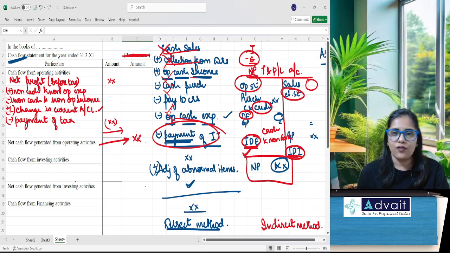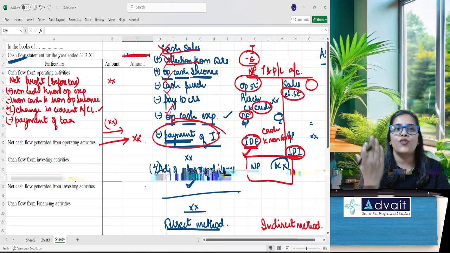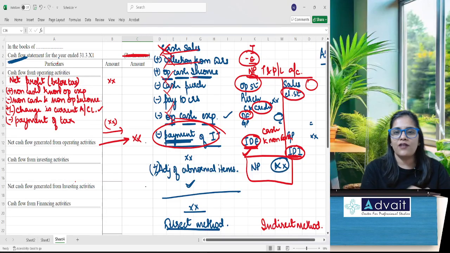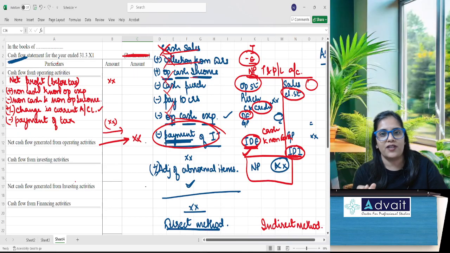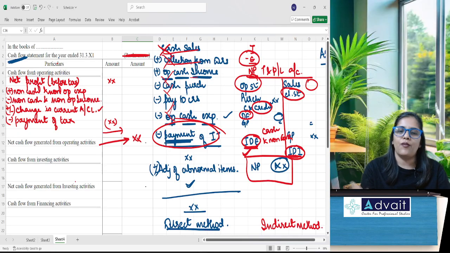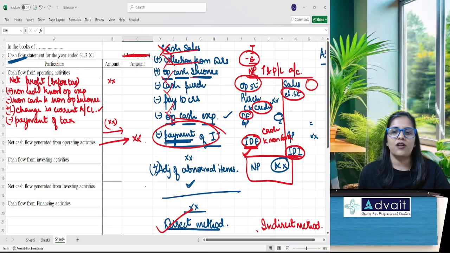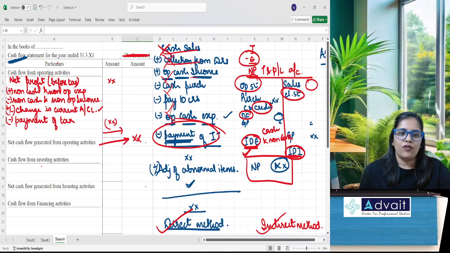Okay, so this is how we do. You have to look for hints in the question whether they have given you direct method or indirect method. Look if they have given you sales or credit sales, and if they have not given you that, look if they have given you net profit. Then depending upon that, you should choose direct method or indirect method. Next, we go to how to understand cash flow from investing activity.